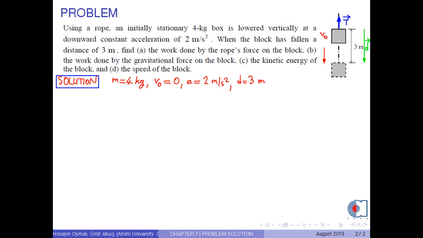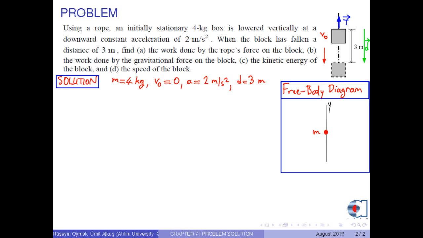Before solving the problem, let us draw the free body diagram of the object. We have only the forces, the gravitational force and the tensional force. And since the motion is downward, the constant acceleration and the displacement vector are drawn like this.